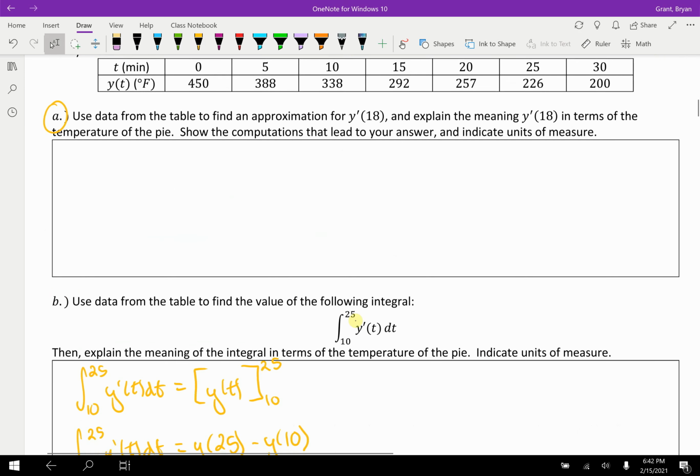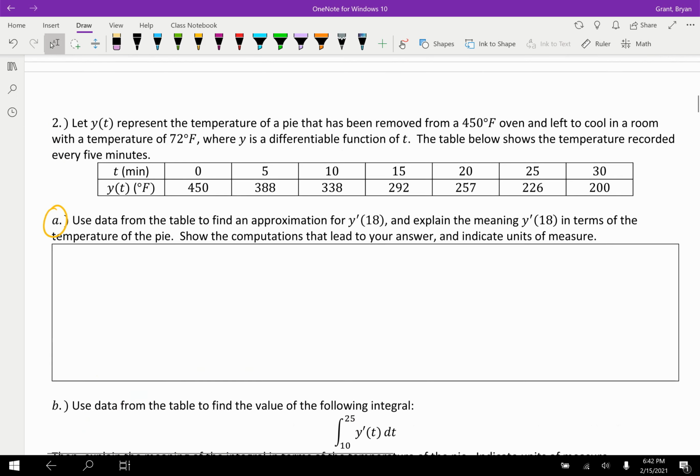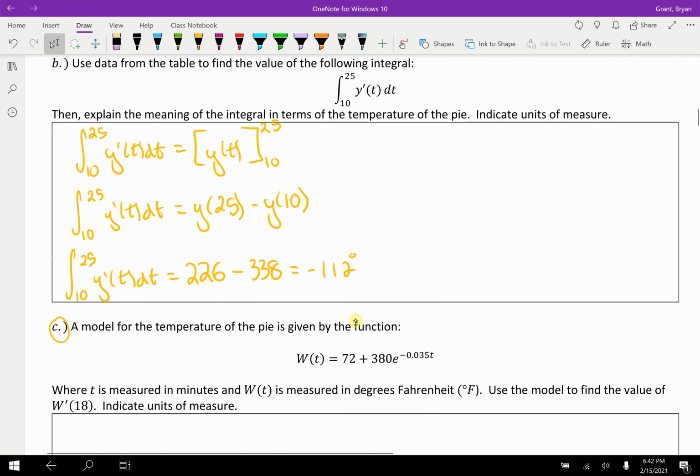It says indicate units of measure. So degrees what? Oh, degrees Fahrenheit. If this was degrees Celsius, we might have had some smaller values to deal with. Cool, but then it says explain the meaning of the integral in terms of the temperature of the pie. Explanation time. Here we go.